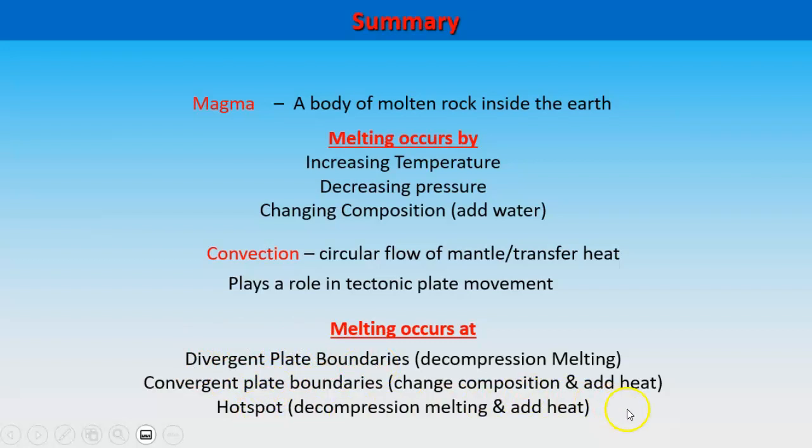And of course, transform boundaries aren't here because there's no process that would cause melting at a transform boundary, because none of these are happening there. And this is why we wouldn't get magma there. Okay, so that might take a little longer than I wanted, so we'll try and keep moving here.